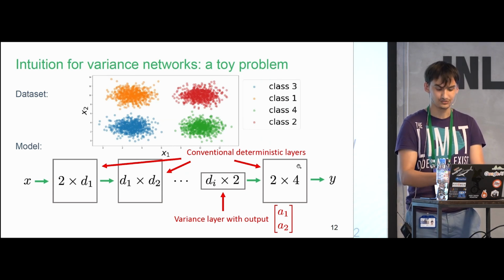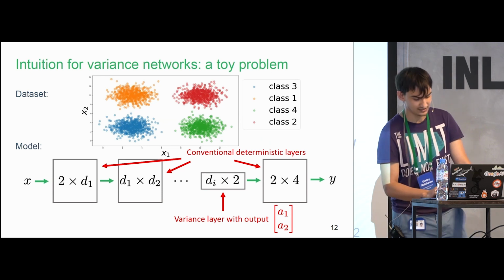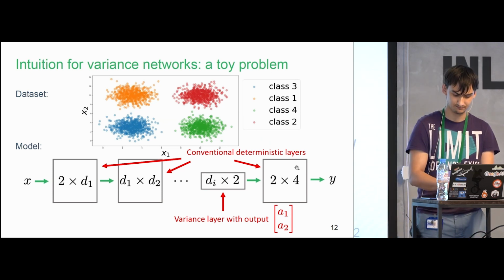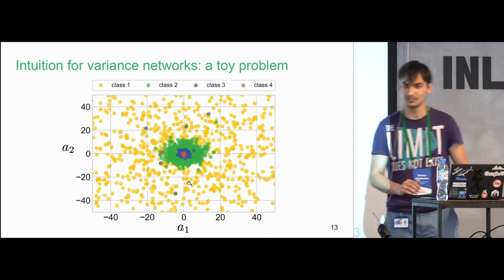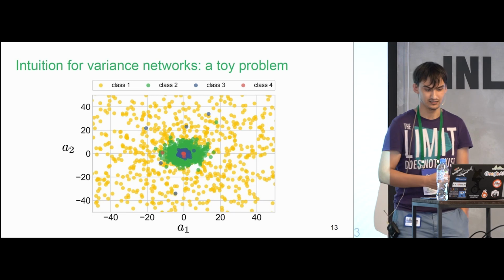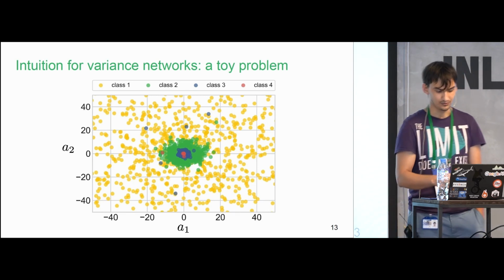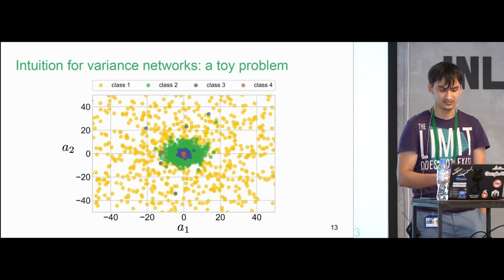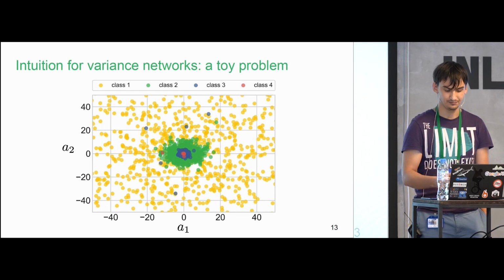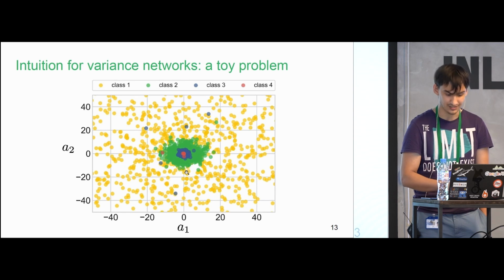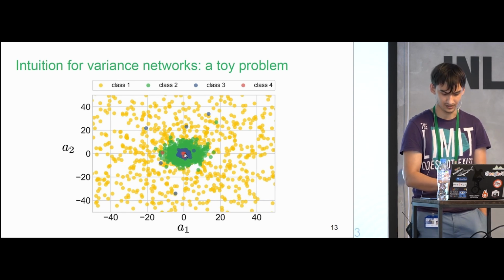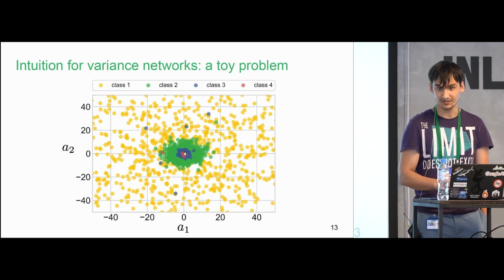So if we train this network to convergence and look at the activations of the variance layer, we can actually see how the network classifies the classes. So even though for every single object, for every single class, the average activation is equal to 0, they all are centered at 0, the variances are very different.